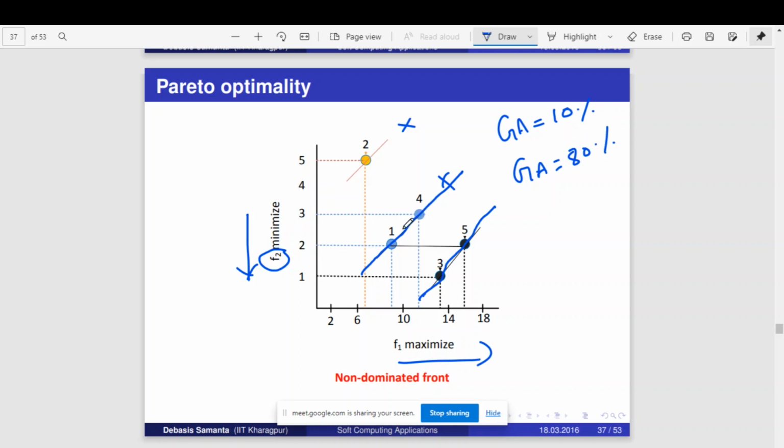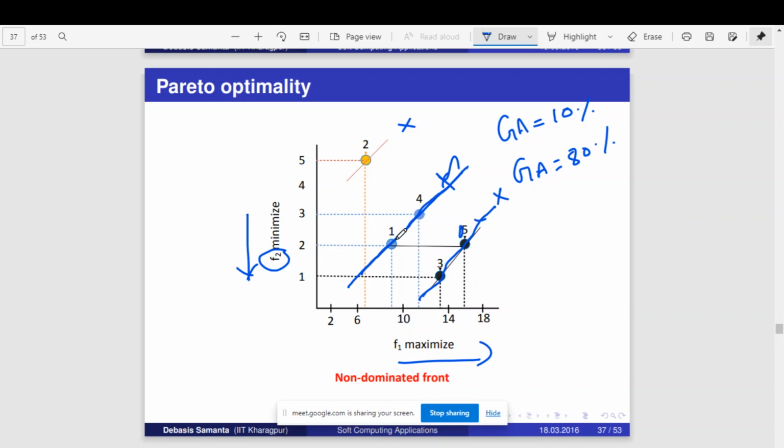So yeah, with respect to this, now ignore all these things, only consider this one. Then 4 and 1 are Pareto optimal solutions. That is, all these solutions are of equal importance. Pareto optimal solution means whatever solutions lie on this Pareto optimal front, they are of equal importance. You cannot say that one is better than the other.